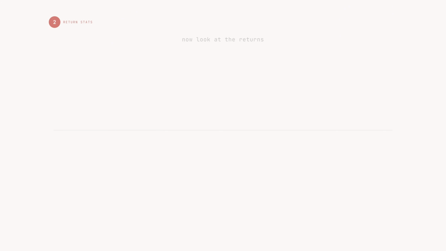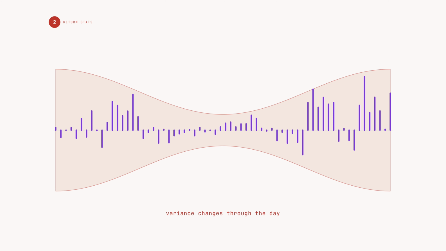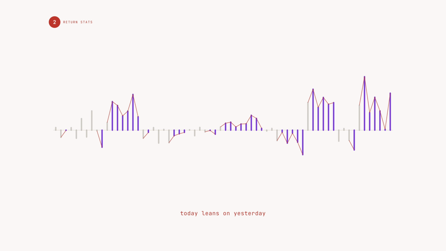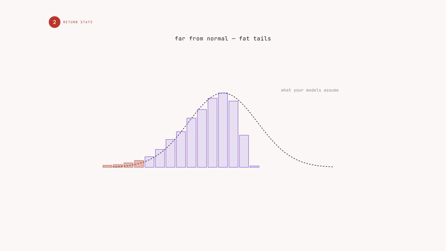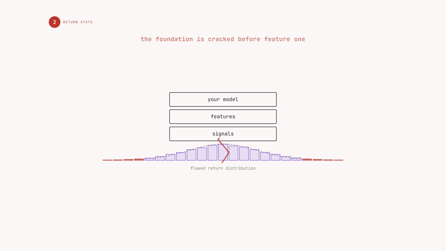Second, and this is the part that actually breaks your models, the returns of time bars have ugly statistical properties. They're heteroscedastic. Variance changes wildly through the day. They show serial correlation. And they're far from normally distributed, with fat tails. Most of the statistical tools and models you'll layer on top quietly assume the opposite. So you're building on a cracked foundation before you start.